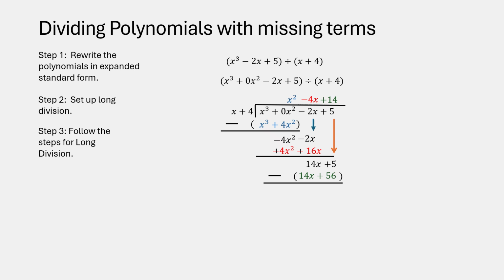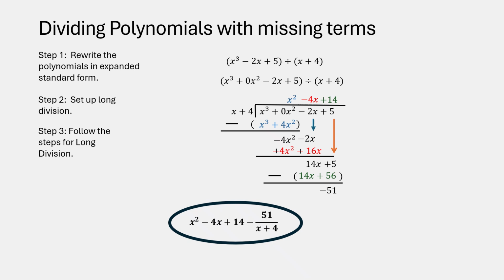So now, how's that going to be as an answer? And keep in mind what I said we preferred to see. There we go. X squared minus 4x plus 14 minus 51 over x plus 4. Most excellently done. Okay. So yeah, it's this simple.